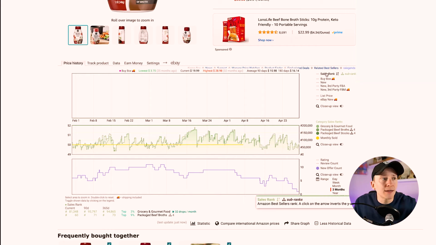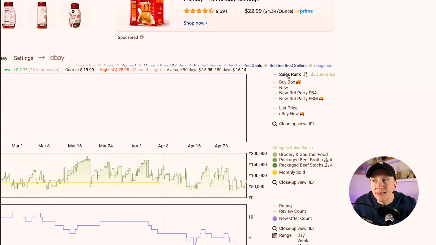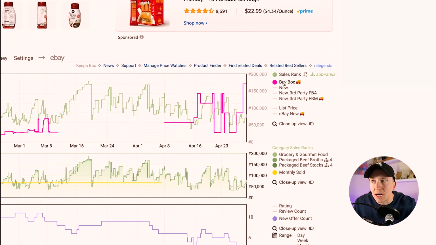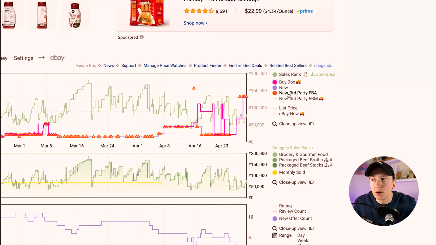I do recommend, and I go through this in the Keepa guide, having the sales rank turned on, having the buy box turned on. I also recommend having new third-party FBA turned on. If you're ever going to do fulfilled by merchant, where you're actually selling the products and shipping them to the customers yourself, you can click new third-party FBM and have those populate as well.